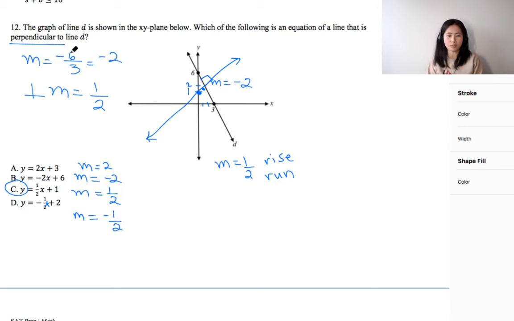Because we're on this topic right now, what if the question asks you for the equation of the line that is parallel to line D? That means you're going to find the exact same slope. If a line is parallel to line D, you need to have the exact same slope, so it would have a -2 slope as well. So you can actually say that B is parallel to line D, because it has a slope of -2, which is exactly the same slope as line D.